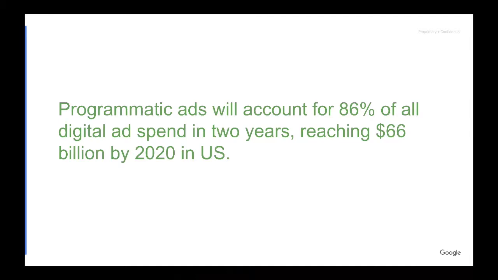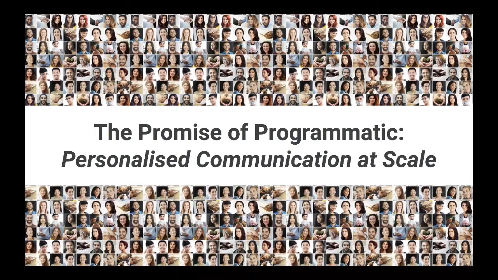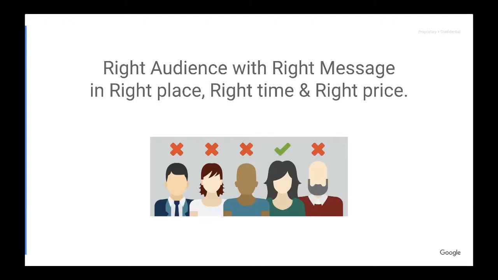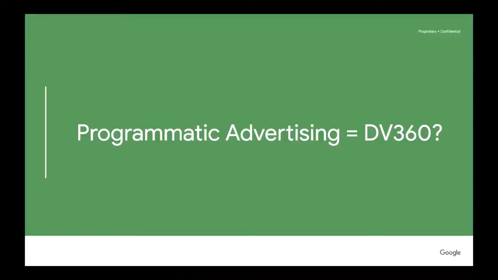Why does programmatic keep growing so fast? It's because of the promise of programmatic: personalized communications at scale. What does it mean? It means the right audience with the right message, in the right place, at the right time, and at the right price. This is the beauty of programmatic. So is programmatic advertising equal to DV360?